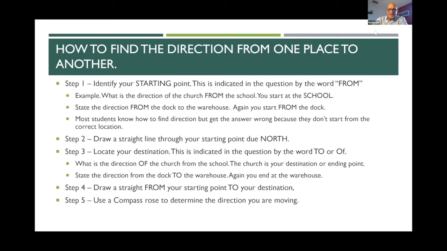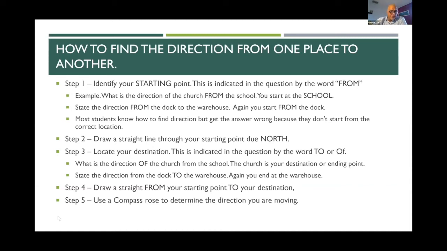Then locate your destination. What is your destination? Your destination is your finish point. It's usually indicated by the words to or of. For example, what is the direction of the church? Of the church, the destination is the church. Or what is the direction from the dock to the warehouse? Again, your destination is the warehouse. So be very careful again. Reading comprehension, knowing your starting point and your finishing point. Once you've determined where your destination is, you draw a straight line from to. And then you use your compass rose to determine the direction you're moving.